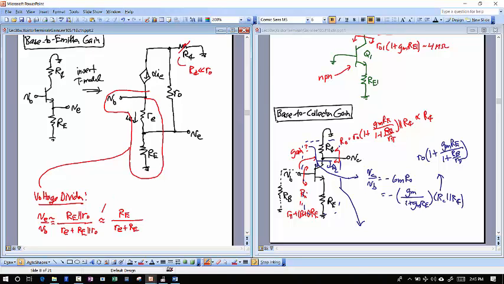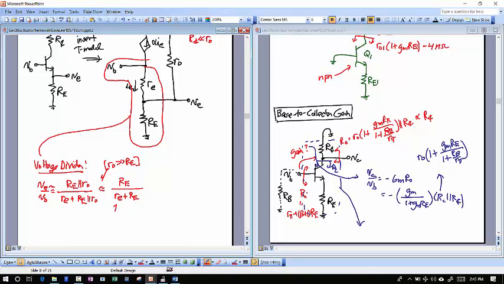Right, because in general, R naught is going to be much greater than RE. Okay? And so if I look at this, what's little re? Can someone tell me what little re is? Yes. In principle it is alpha over gm, but yes. It's basically 1 over gm. So if it's 1 over gm, I can also write this as gm times RE over 1 plus gm RE. So these are all different forms of this.